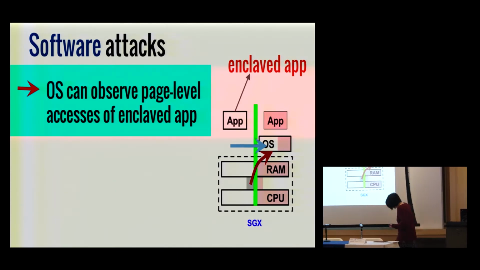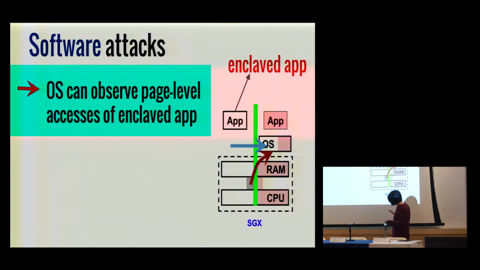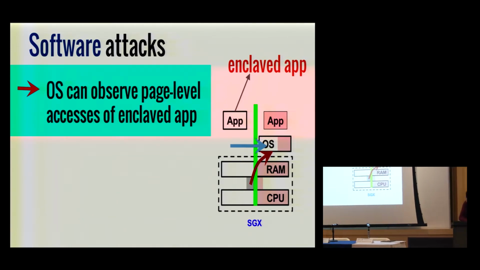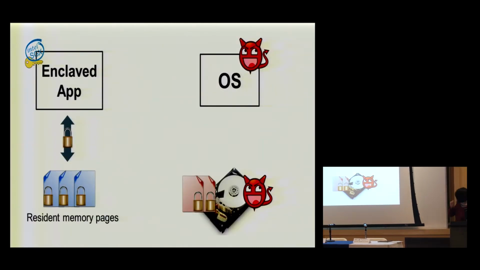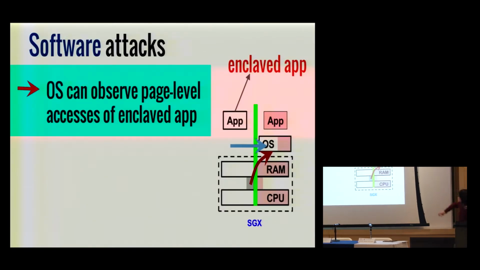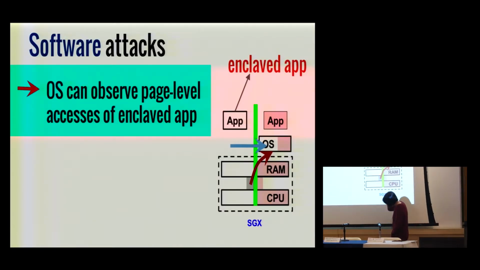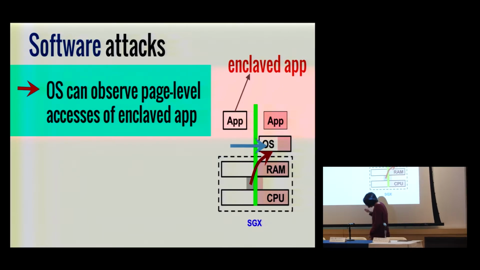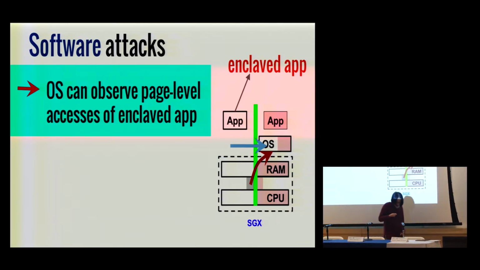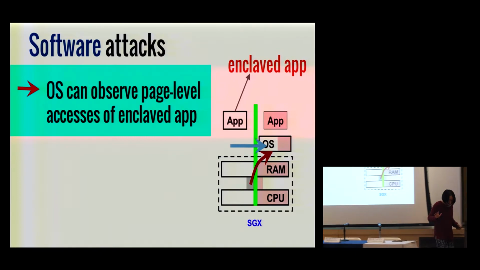So first, let me talk about software attacks. Here the operating system is your adversary. And I'm going to talk about these two arrows, information leakage, one by one. So the red arrow is the channel where the operating system can observe the page-level memory accesses of the enclave application. I'm going to explain what this means.